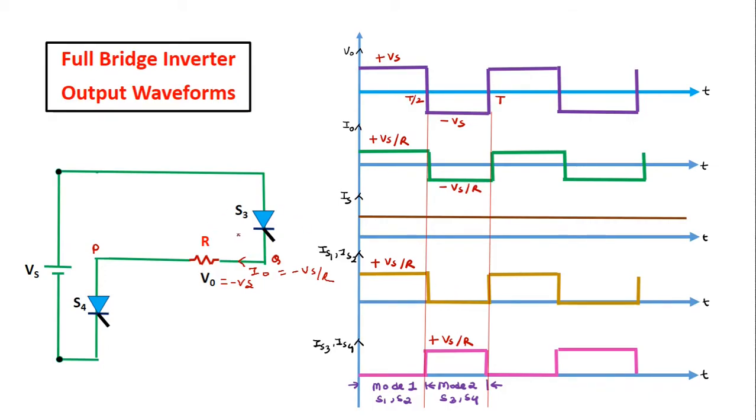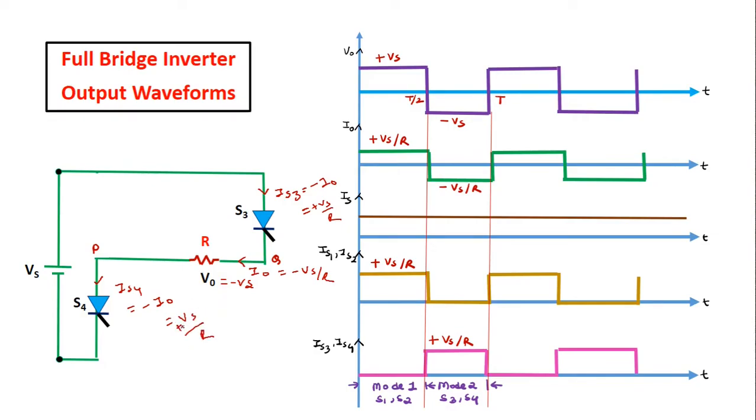Now we will see the current through this S3 switch and S4 switch. The current through the S3 switch, IS3, will be equal to minus of load current, and current through the S4 switch will be equal to IS4, which is equal to minus of load current. Now here you can see we are getting negative load current. Now if we apply a negative sign to this negative load current, then it will become positive. That means we will get plus Vs by R for both IS3 and IS4 current.